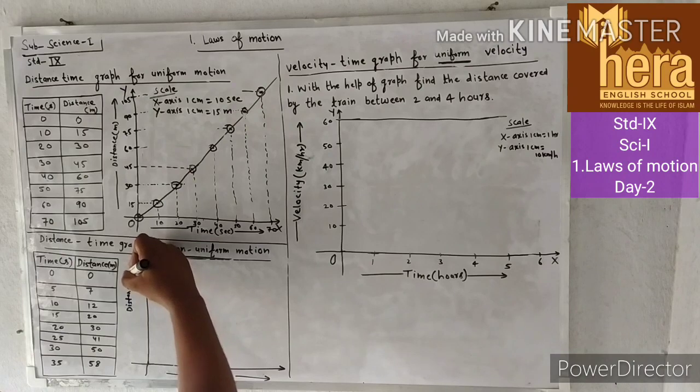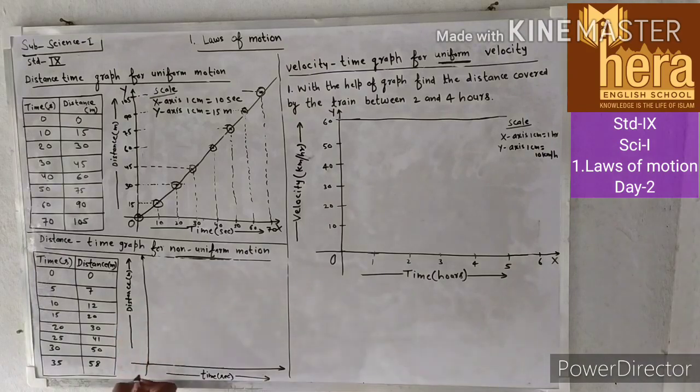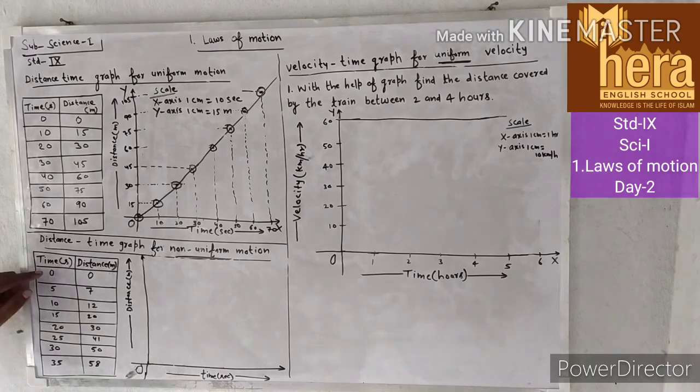Distance is in meter, m. Origin is O or 0. Time interval is of 5 minus 0, 5 second; 10 minus 5, 5 second; 15 minus 10, 5 second. It means the interval is of 5 second.